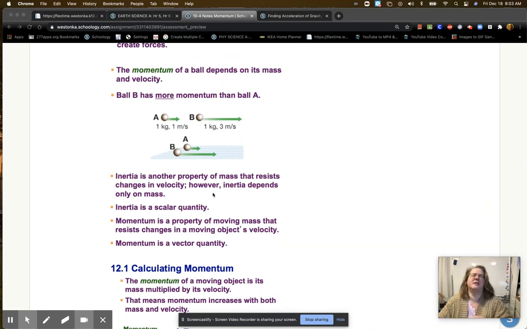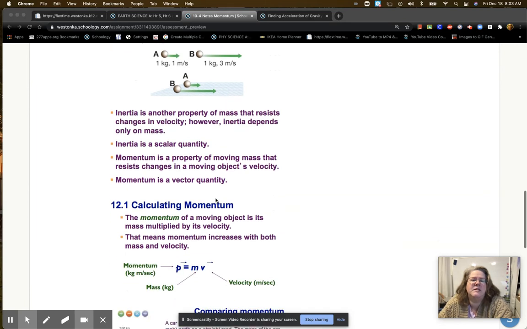So inertia is another property of mass that resists change in velocity. However, inertia depends only on mass, and that's a difference. Momentum is a property of moving matter that resists change in the object's velocity. Momentum is a vector quantity. Inertia is a scalar quantity if you're really big into math. And when we get into physics, that will make more sense.